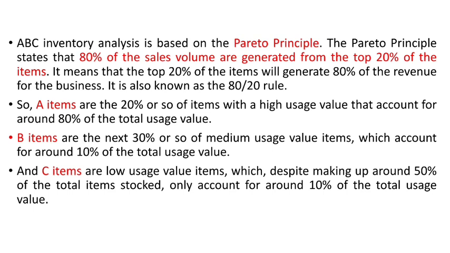So here what do we see? A items, that is highly valued items, are the 20% or so of the items with high usage that account for around 80% of the total usage value. B items, the medium usage value items, account for around 10% of the total usage value. And C items, lower usage value items, even though we stock up to around 50%, account for only 10% of the total usage value.